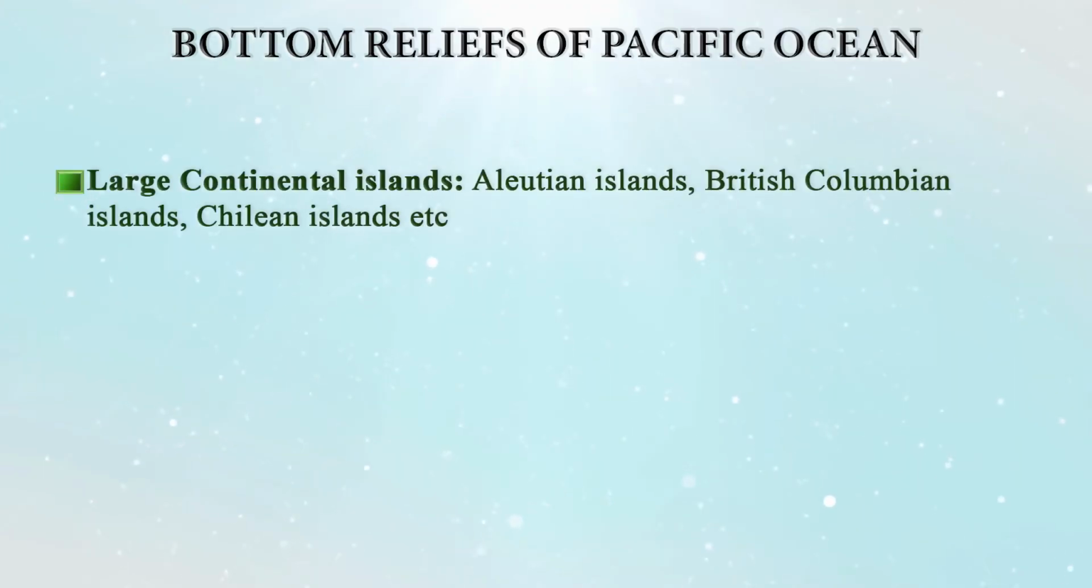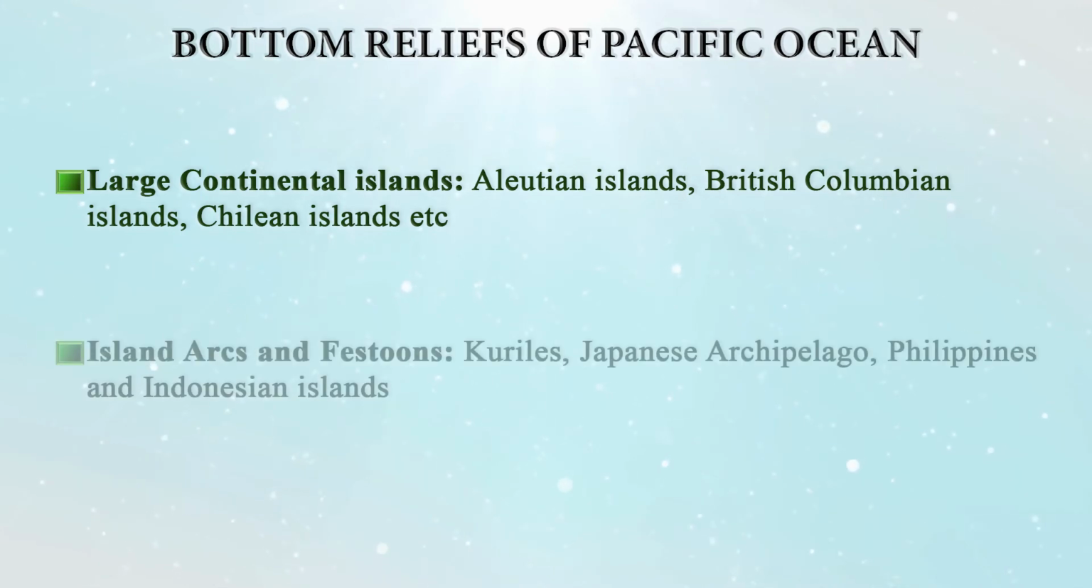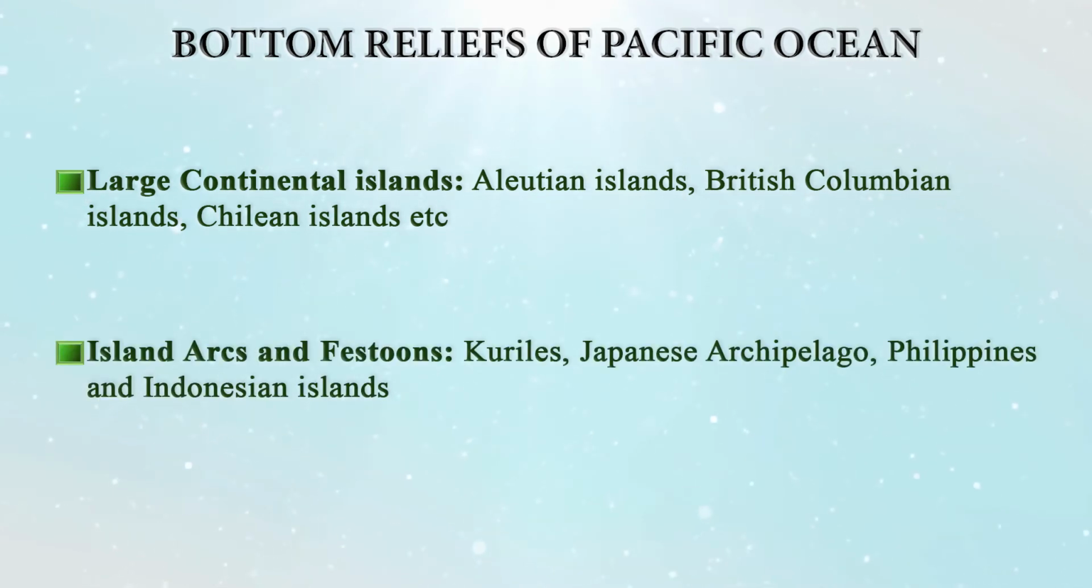Some are large continental islands like the Aleutian Islands, British Columbian Islands, and Chilean Islands. We call these continental islands because the geomorphology is similar to the adjoining continents, but due to some tectonic activity it has separated from the continents. And island arcs and festoons like the Kurile Arc, Japanese archipelago, Philippines Arc, and Indonesian Arc.